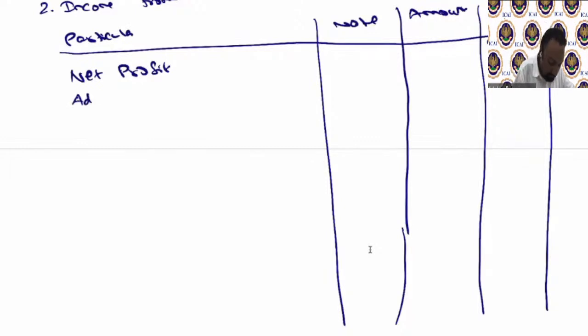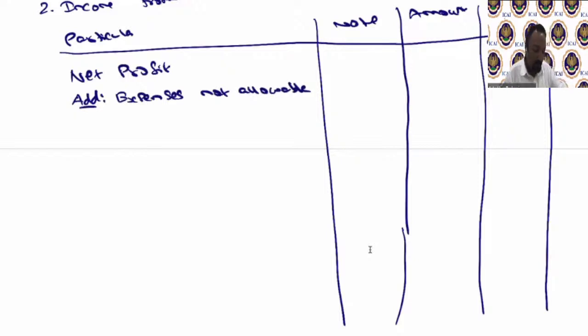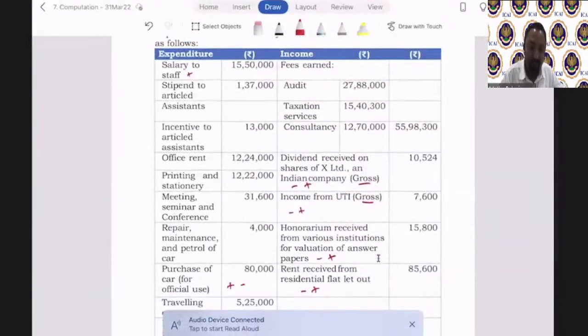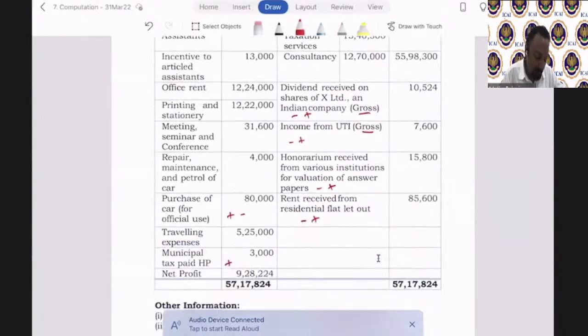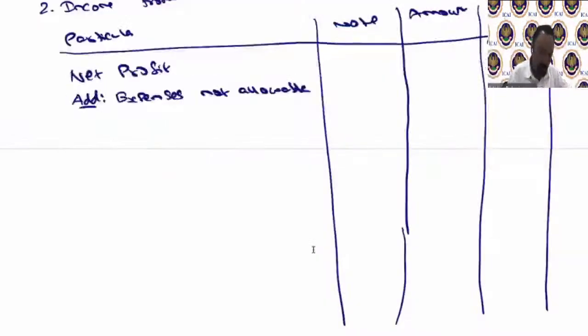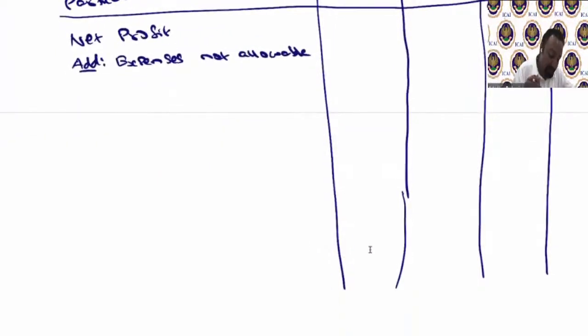Add expenses not allowable. So now you'll have to come back to your question and see what are the expenses that are not allowed. You have salary, then you have purchase of car, then you have municipal tax. So you have 3 expenses that are actually not allowed. So now you work out these 3 expenses.